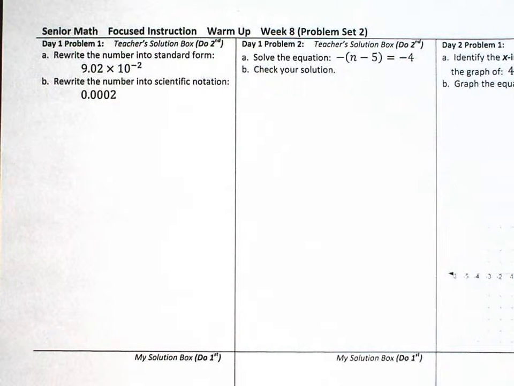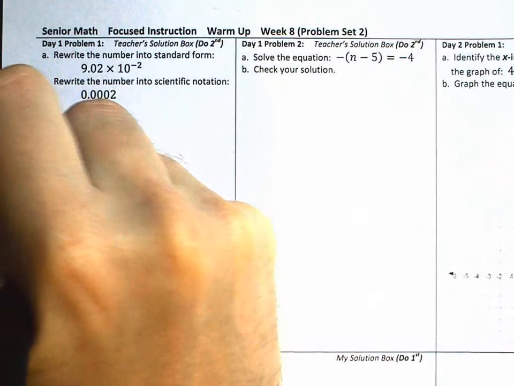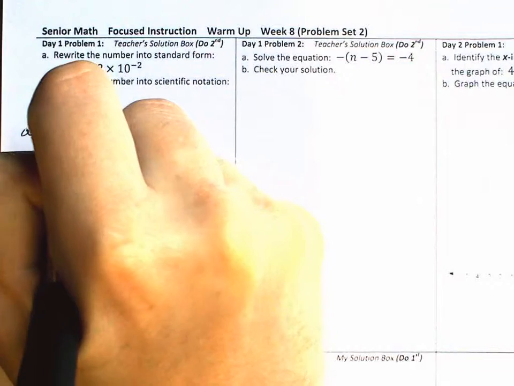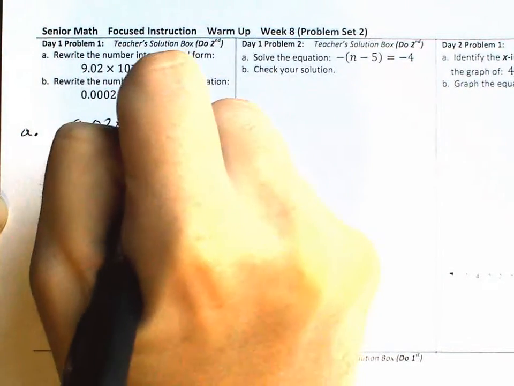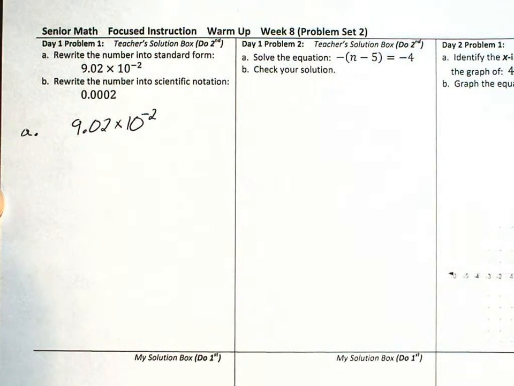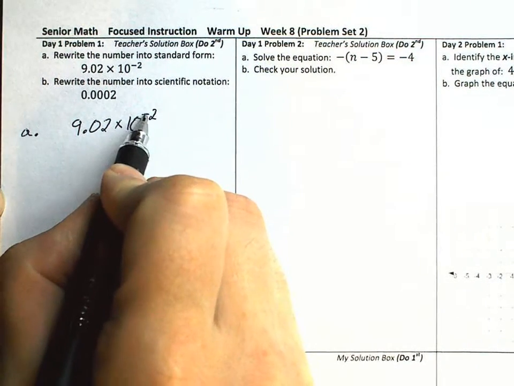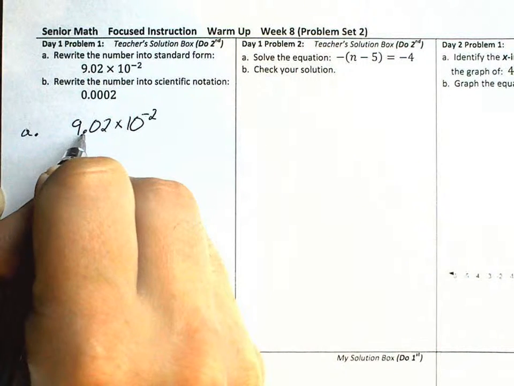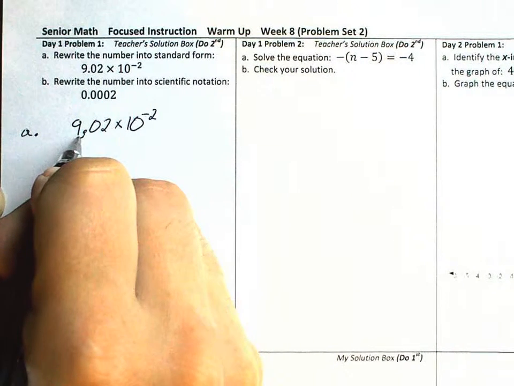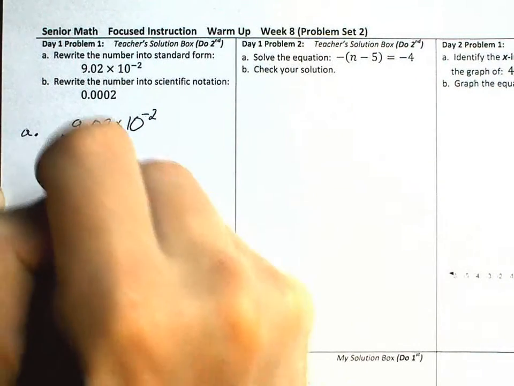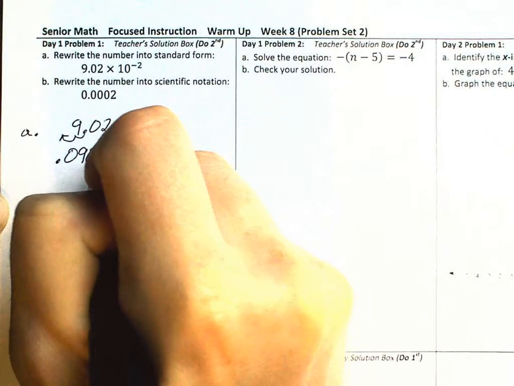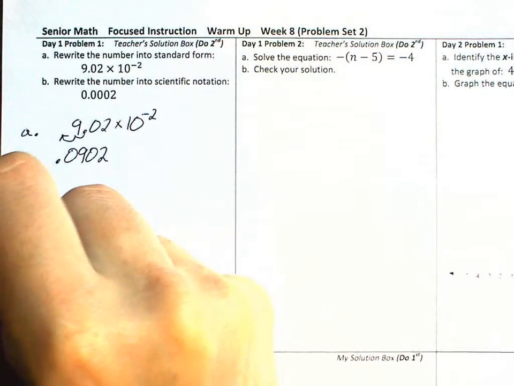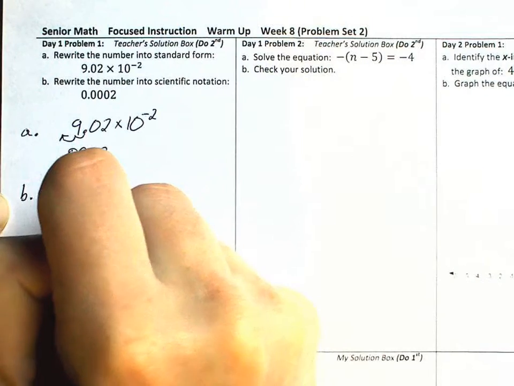Here's the solution to day 1, problem 1. Question A, rewrite the number into standard form. Copy down this number, and the exponent on the 10 will indicate what to do with the decimal point. A -2 exponent means to move the decimal point in the negative direction 2 spots. That will become 0.0902.